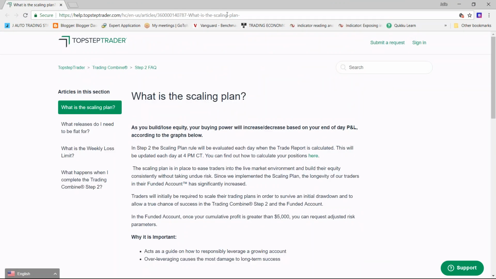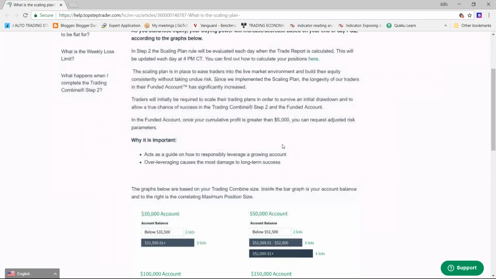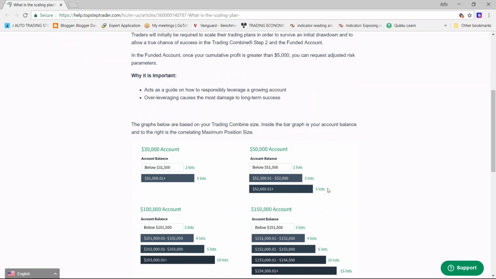So I recommended to Patrick that he go to the scaling plan, because you're going to have to get used to this anyway to pass the combine. They have you do it twice. You have to reach the profit target 2 times to get funded, and then they send you all the way back to a zero account balance on your funded account. So you have to build that up also using the scaling plan. You definitely need to just start trading it in the first combine.